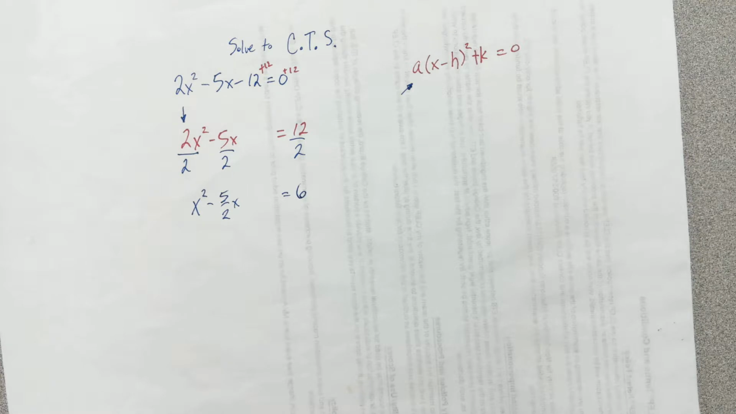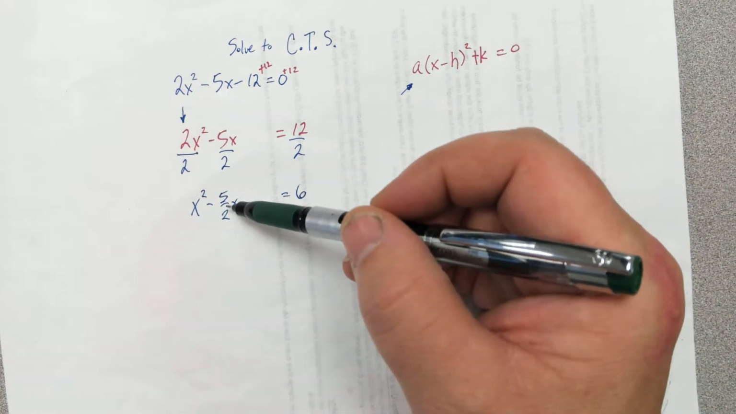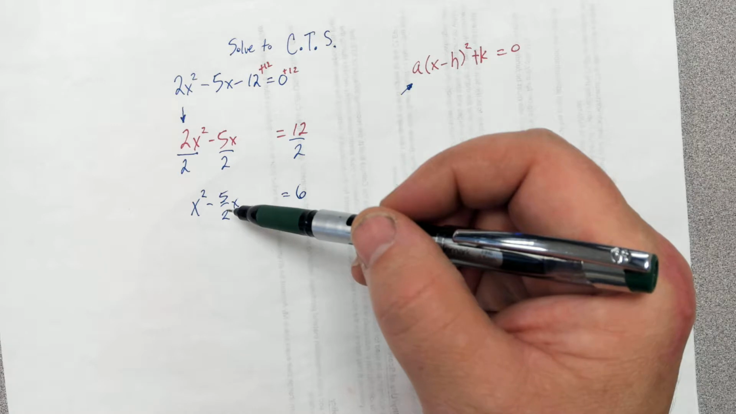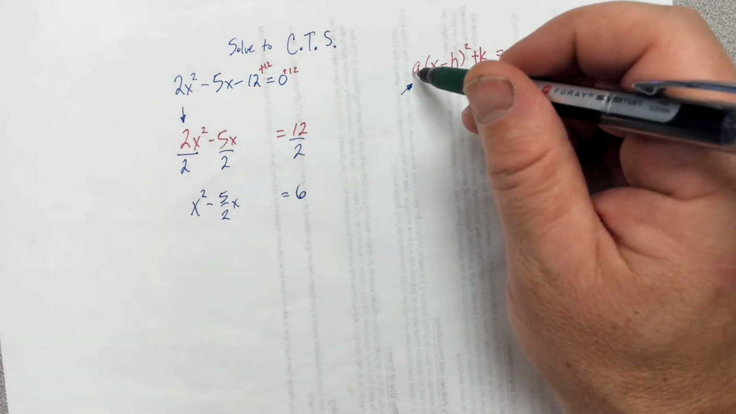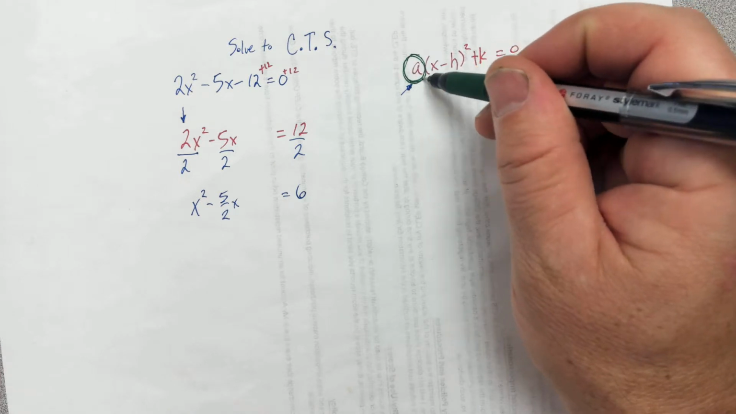We all good? The steps aren't any different. They just get kind of ugly because we have a fraction. The only thing that's different is that 2. So now we still take half of this number, but it's not the A. We're not working on that yet. For this one, when A is not 1, we do something a little different.